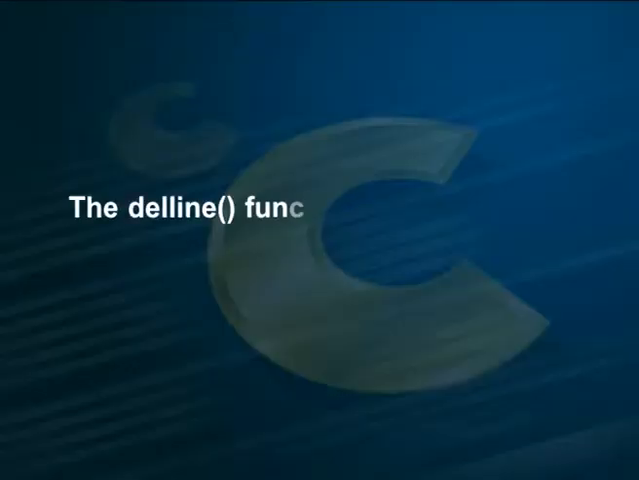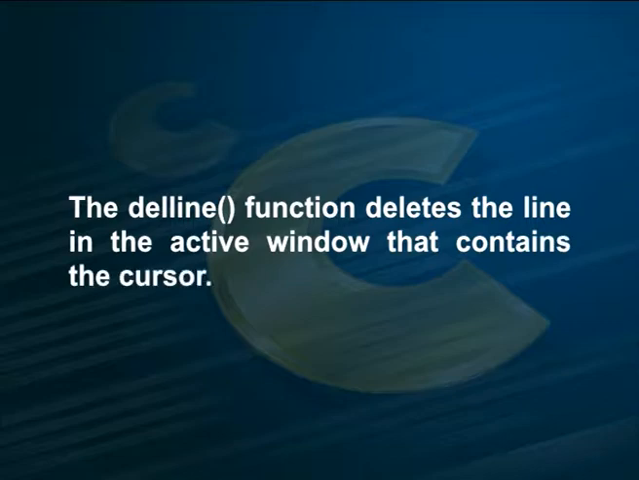The delline function deletes the line in the active window that contains the cursor. All lines below the deleted line are moved up to fill the gap and a blank line is inserted at the bottom of the window.